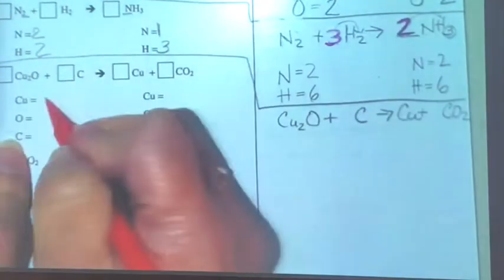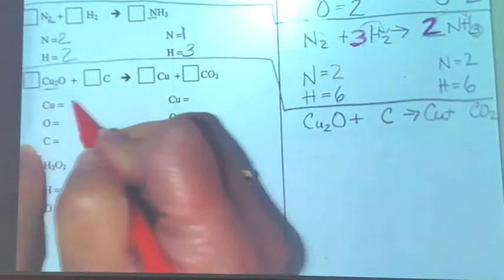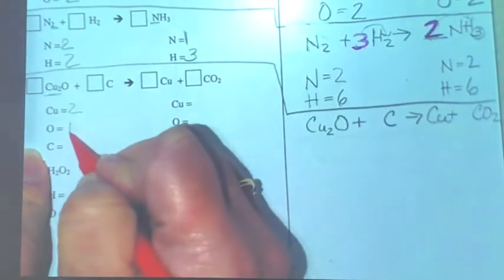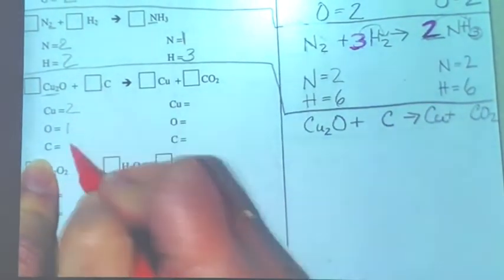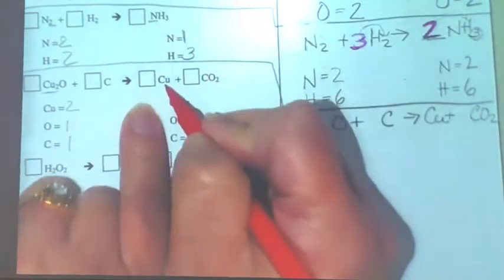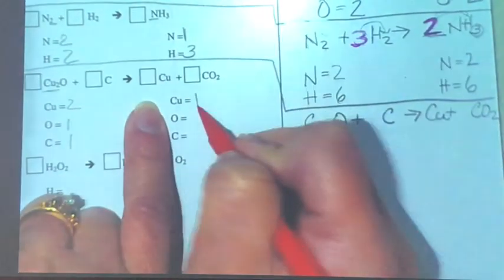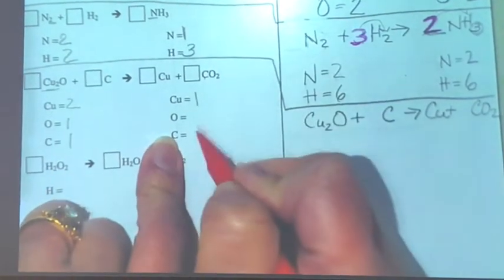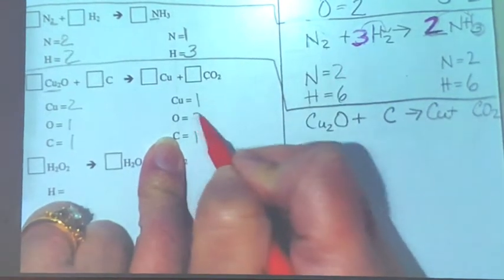Right now, let's do the before. We've got how many Cus? We've got 2. How many oxygens? 1. How many carbons? 1. On this side, how many Cus? I've got 1. How many carbons? 1. How many oxygens? 2.